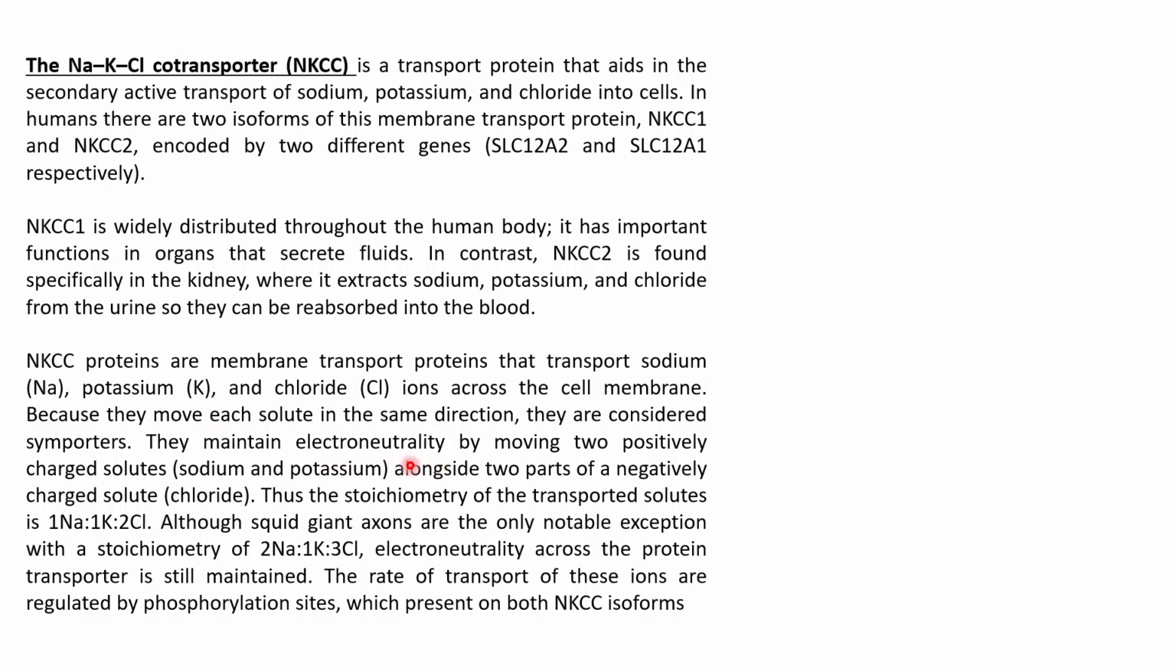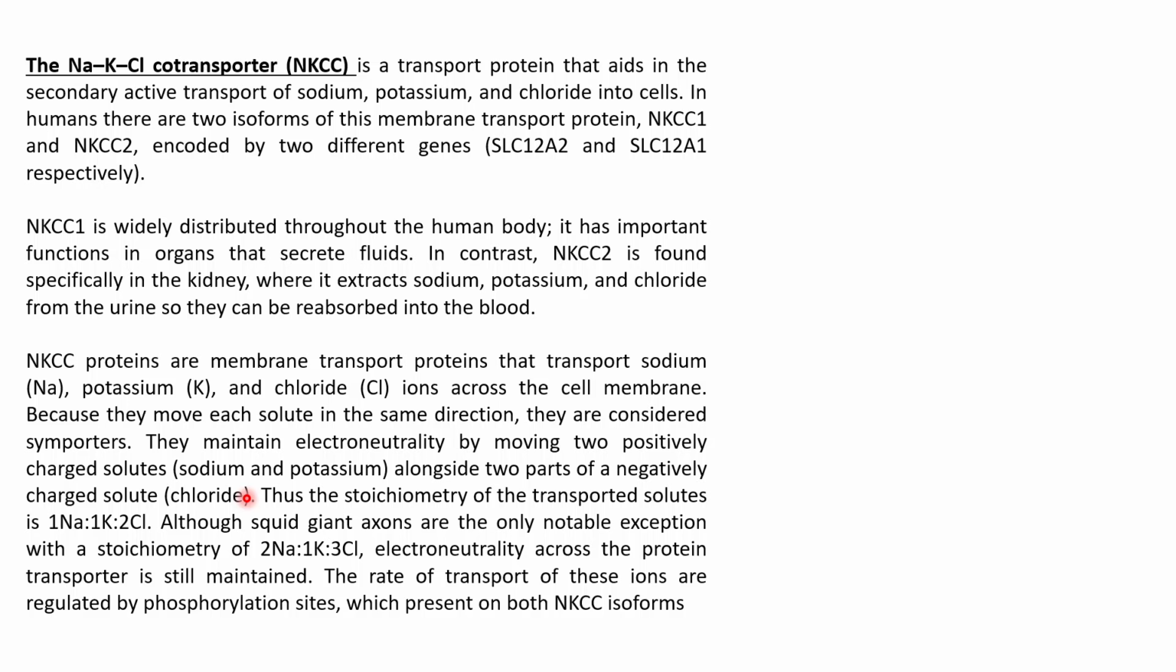So they maintain electroneutrality by moving two positively charged solutes. So that is sodium and potassium. They are each, right, 1 plus, alongside two parts of a negatively charged solute. So that is chloride, right? So chloride is Cl minus. So two chlorides neutralize one sodium and one potassium each. So the stoichiometry of the transported solutes is one sodium and one potassium versus two chlorides.